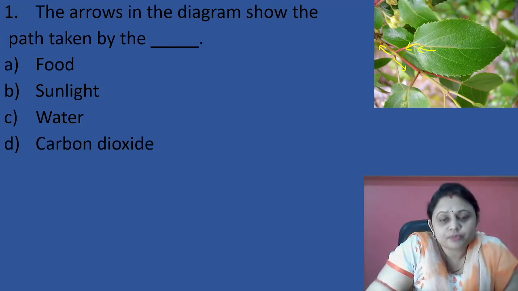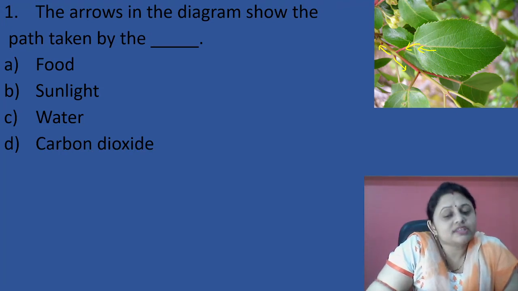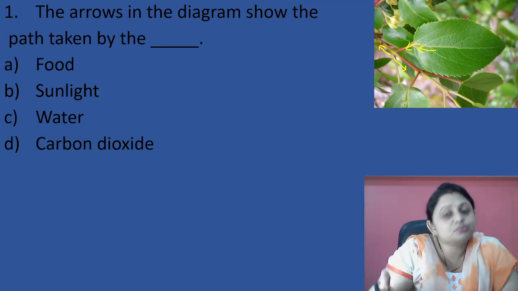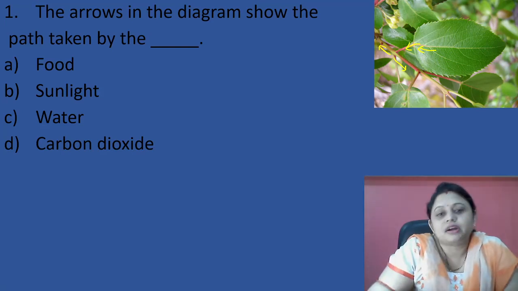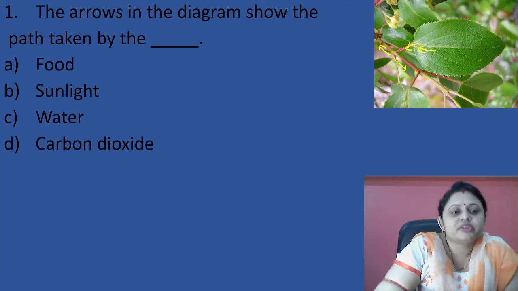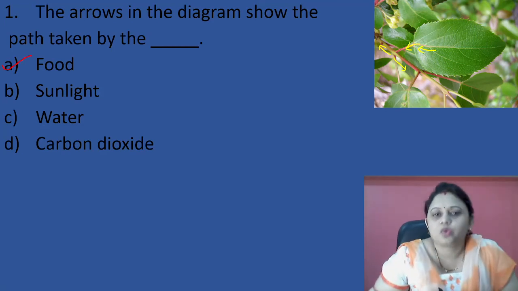Can you say it? What is the function of leaf? The function of green leaves is to produce food, that is photosynthesis. Once it prepares its food, it then transports that food to different parts of the plant. Got it? So what is the correct option? The correct option is food, that is option A.